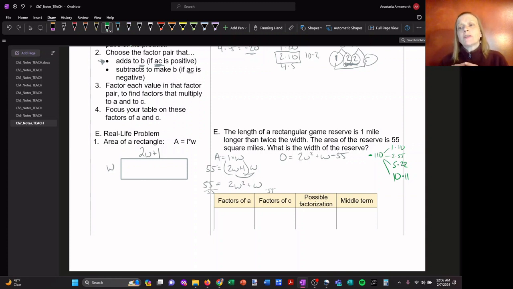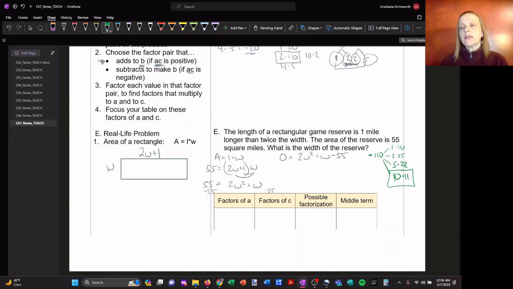I want to choose the factors where when I subtract them from each other, I get that center term, that positive 1, my B value for that center term. And the only factors that are 1 apart are the 10 and the 11.